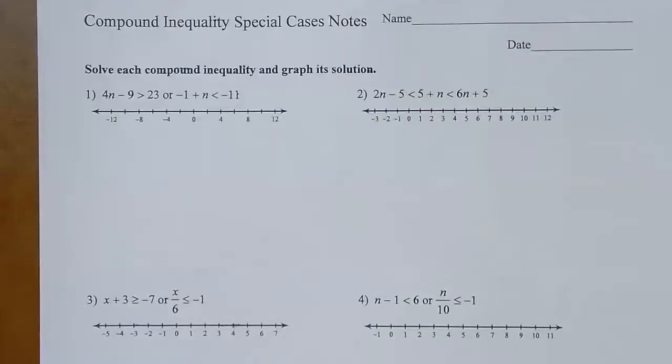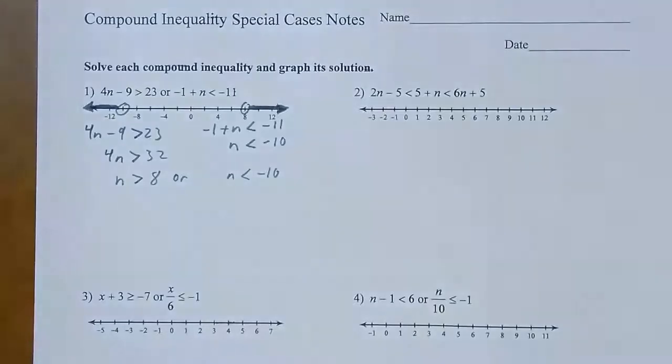Okay, so you looked over some notes on how to solve some systems. Here are a couple others that increase the difficulty a little bit. Try one right now. Okay, we should have gotten n is greater than 8 or n is less than -10 with our arrows pointing in different directions. Let's go ahead and move on to number 2.